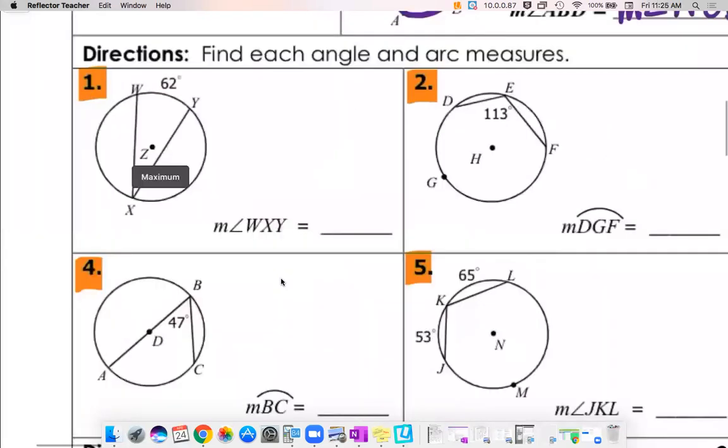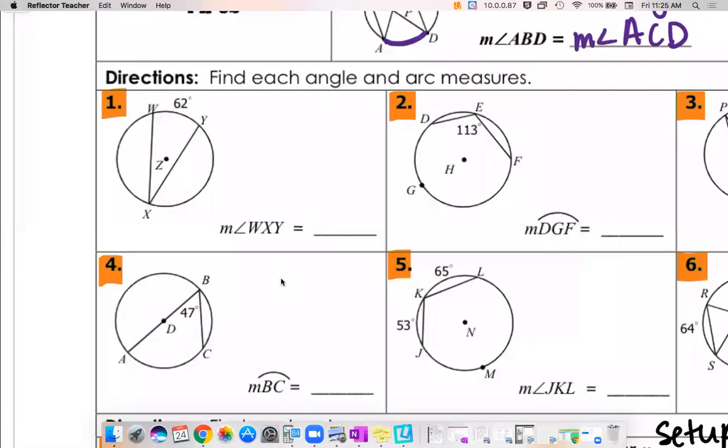So let's start with number one here. It just says find the angle of each angle and arc measure. So for this one, it wants what is this angle down here, WXY? Well, we know that the intercepted arc is 62, so your inscribed angle is just half of that. So you would have 62 divided by 2, and you get that this is going to be 31 degrees.